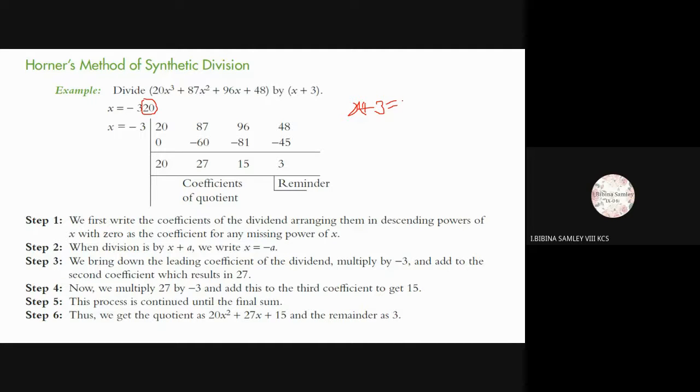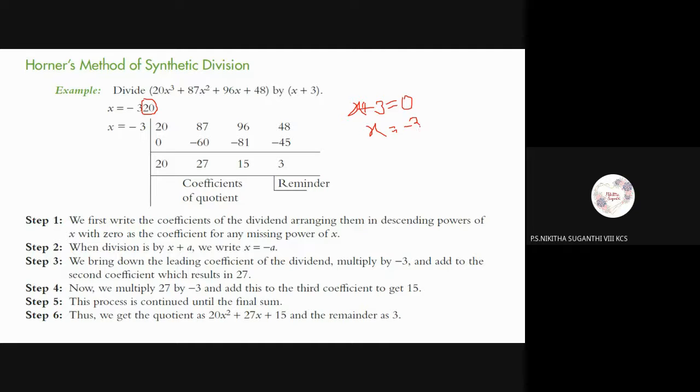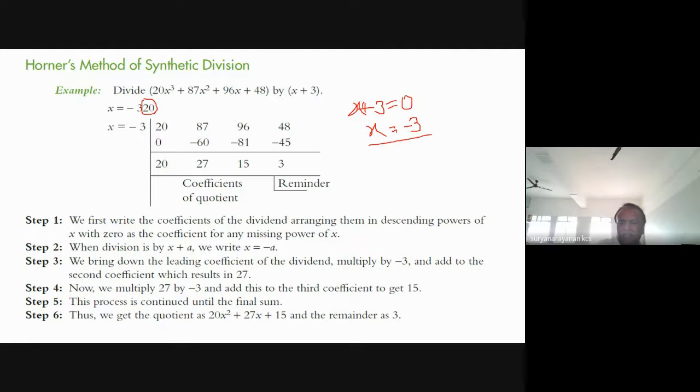We have to follow these steps. After writing this step, what will you get as the x value? X is equal to minus 3. So minus 3 is the multiplier. We found it here.